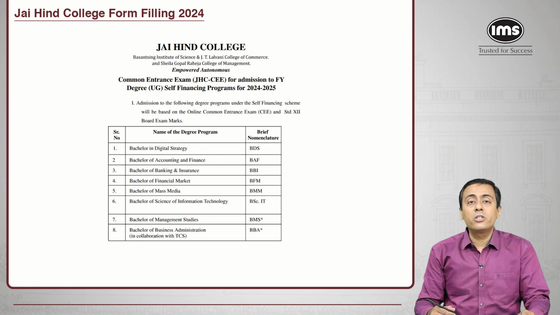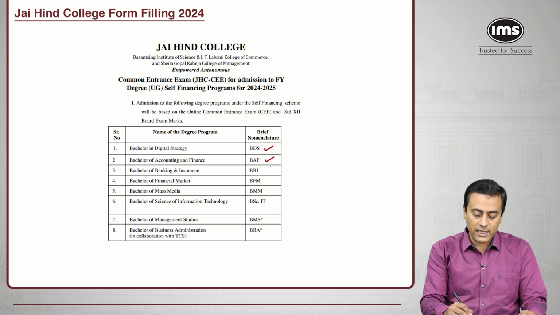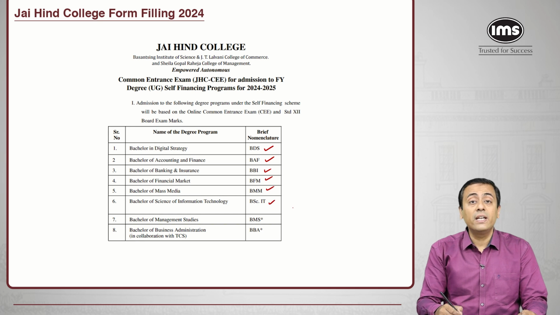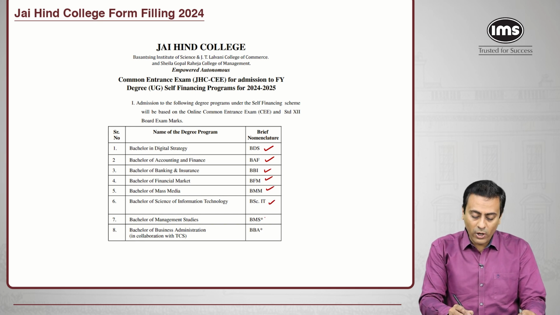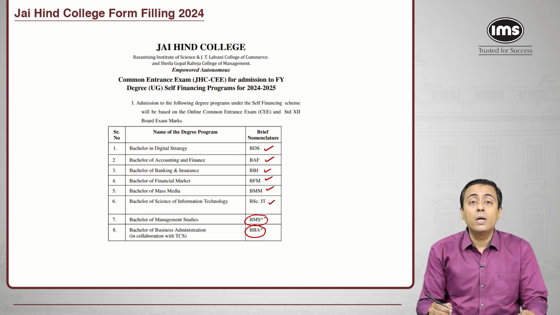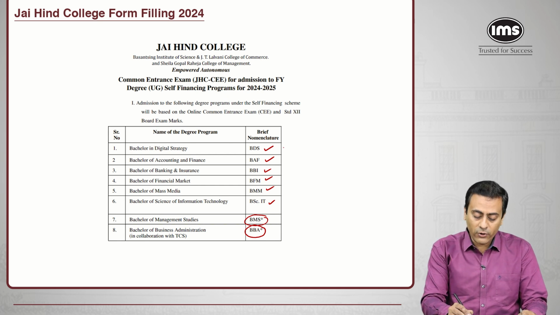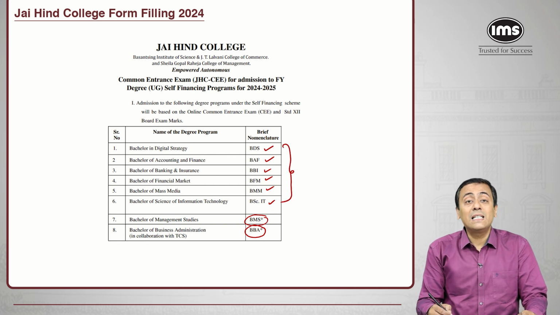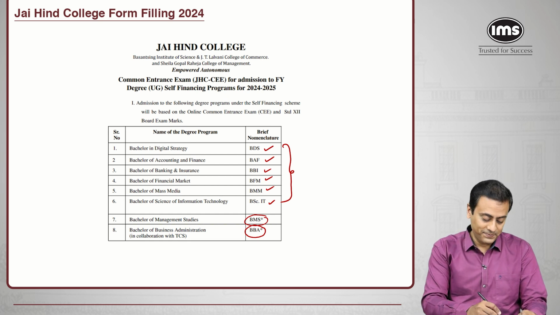Now, as per the official notification on the Jai Hind College website, these are the programs that you can apply to with the Jai Hind entrance test. However, for BMS and BBA, there's a different entrance exam called MHCET. Only for these programs, the college will accept the admission via the Jai Hind College Common Entrance Test.